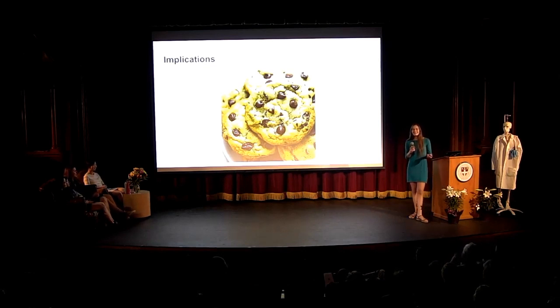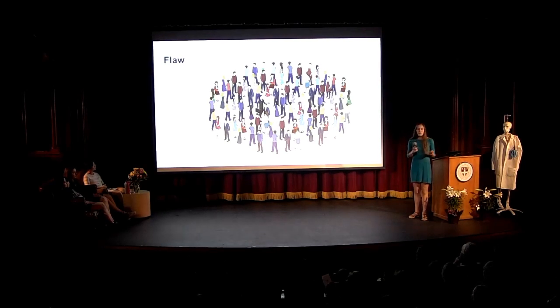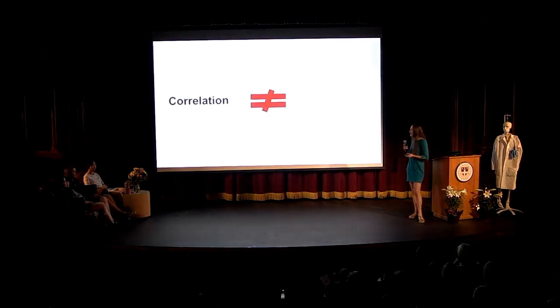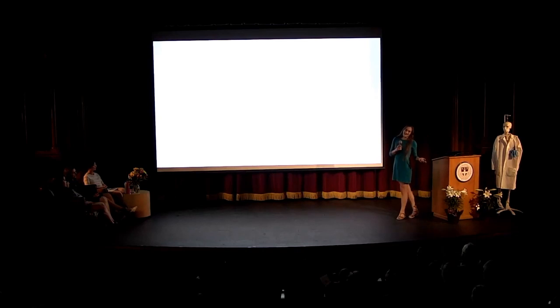However, with all studies, there are flaws. One is that participants with a better mood might have stayed healthy even without the flu shot. And therefore, I need to do a better controlled study. And another flaw is I need many more people to confirm my results. And even though I found a correlation between mood and vaccine effectiveness, fortunately, correlation does not equal causation. And therefore, a future study in this line of research would include exactly figuring out how mood affects immune response to vaccines. Thank you so much for listening and everyone who participated in my project and helping.